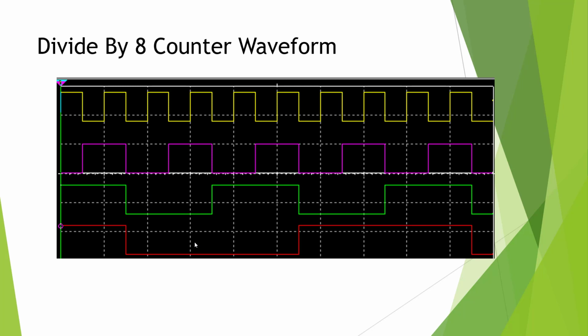1, 0, 0, which is 1. 0, 1, 0, which is 2. 1, 1, 0, which is 3. 0, 0, 1, which is 4. 1, 0, 1, which is 5. 0, 1, 1, which is 6. 1, 1, 1, which is 7, which we reset. Okay, so we count from 0 to 7. There's our divide by 8.